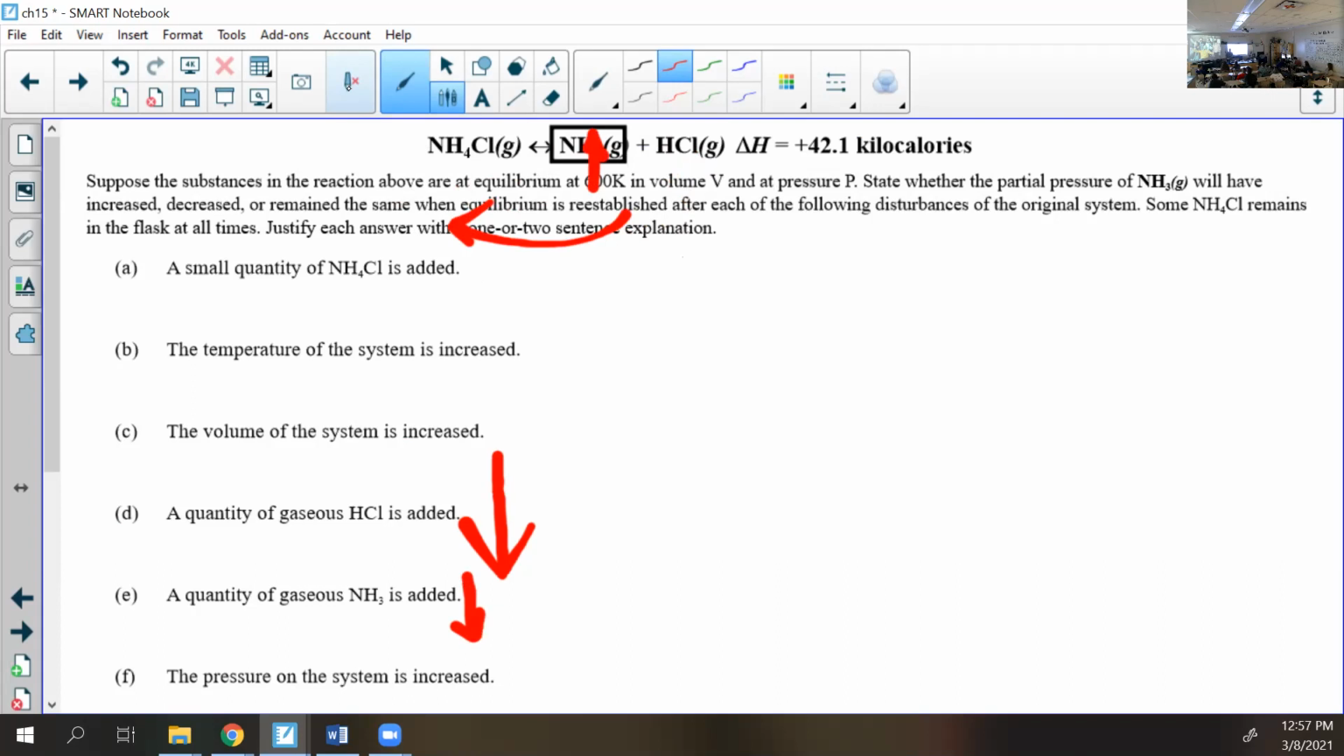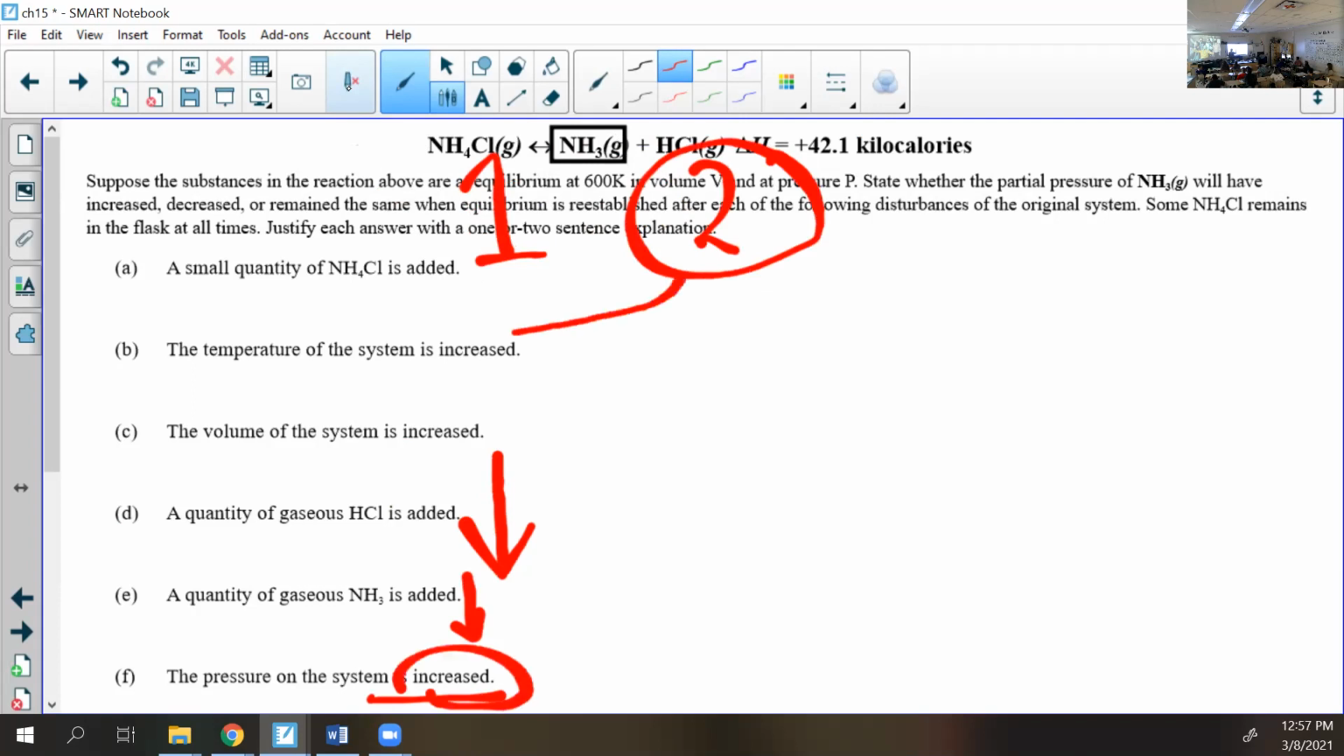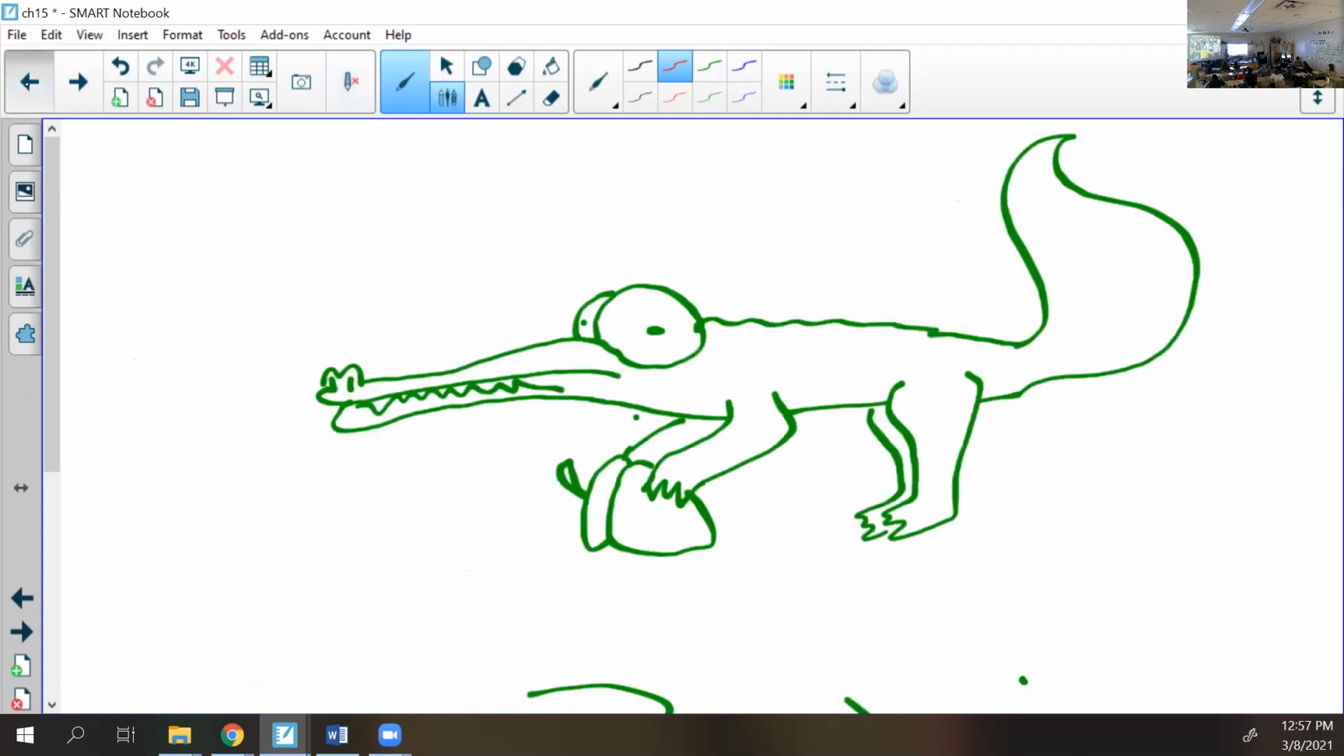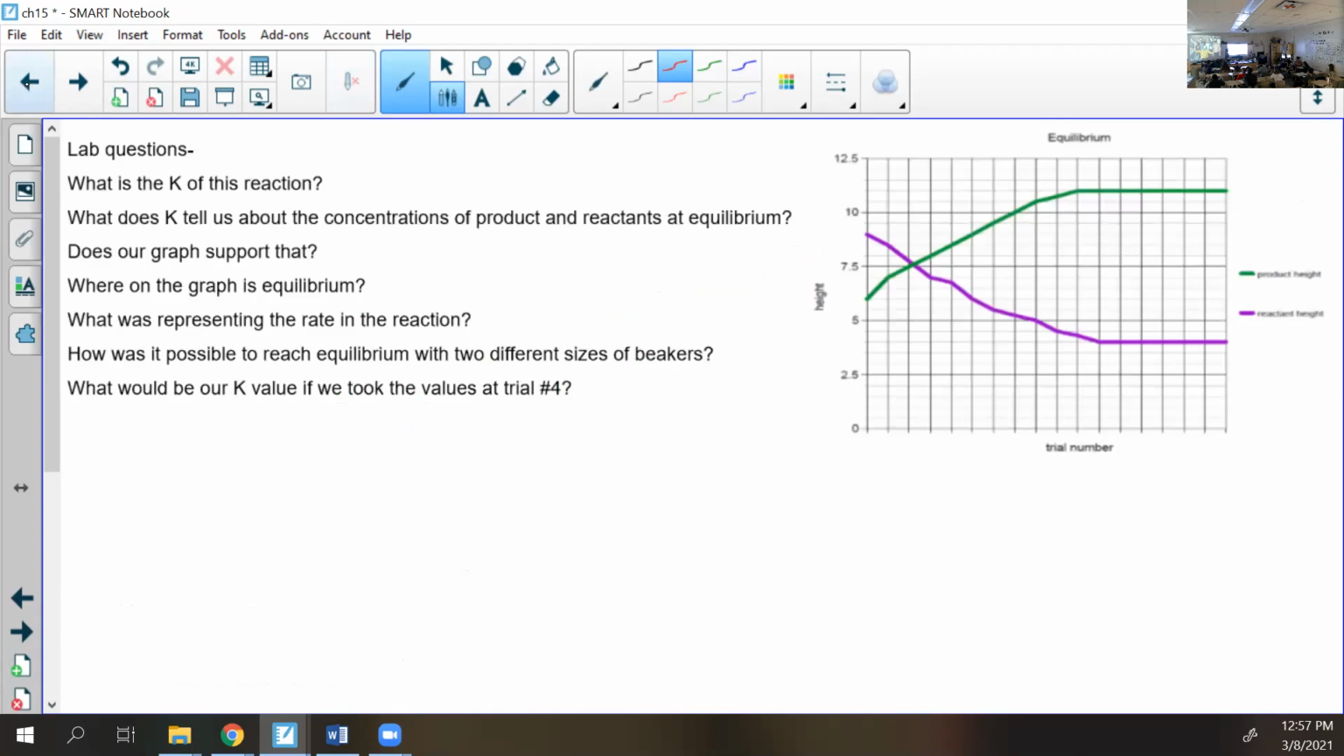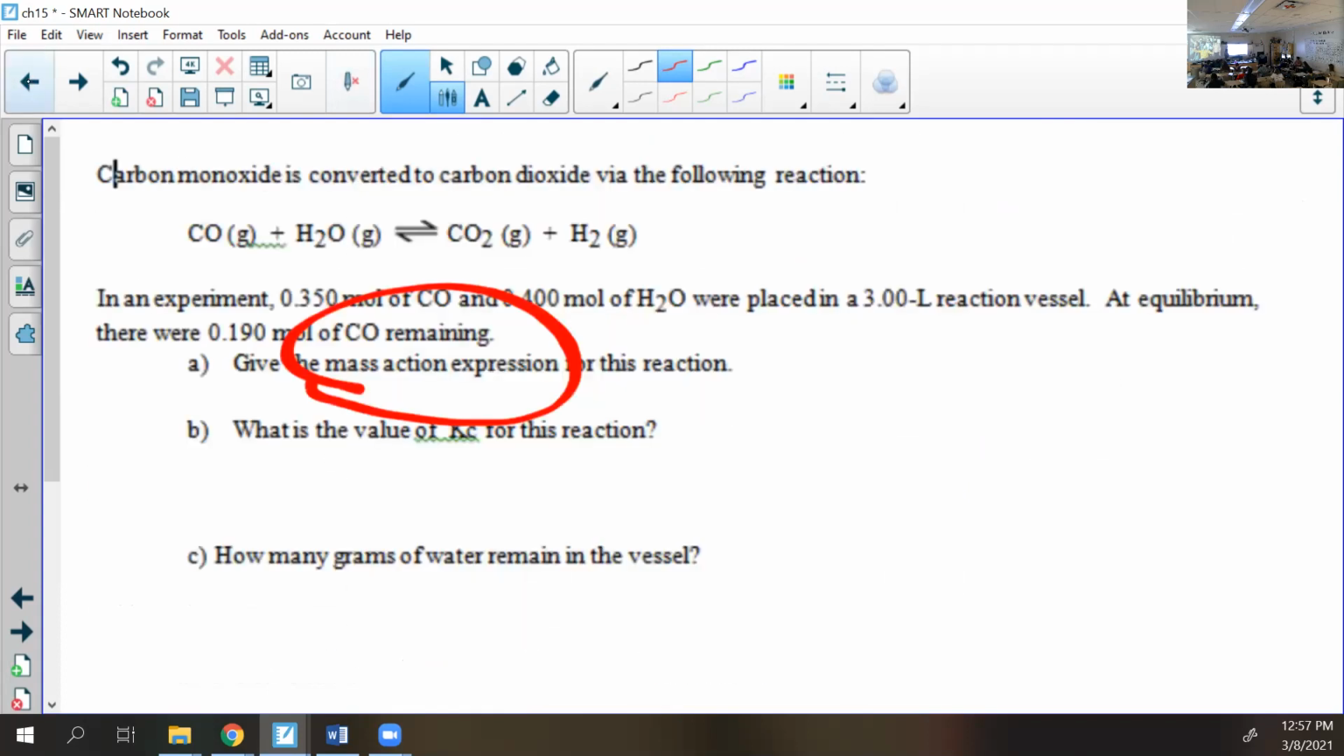And then the pressure is increased. Once again, we had a 1 on this side, a 2 over here. Circle the big number. If I increase the pressure, I go away from the big number. So what happens? It decreases. Okay, feel all right about that? This question is on the test. Can we do another one like that? Not today. This question is on the test.